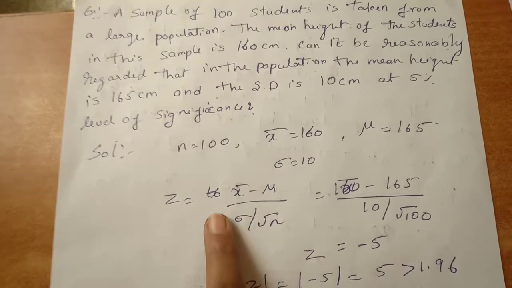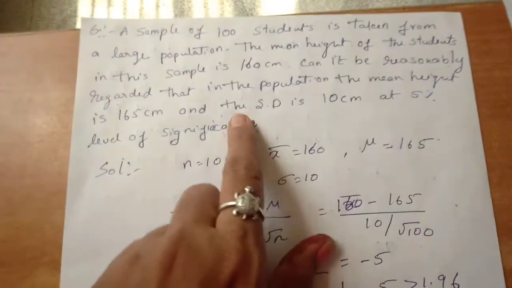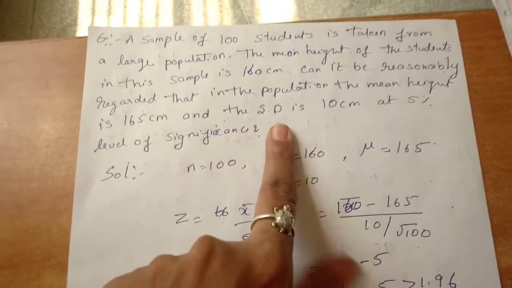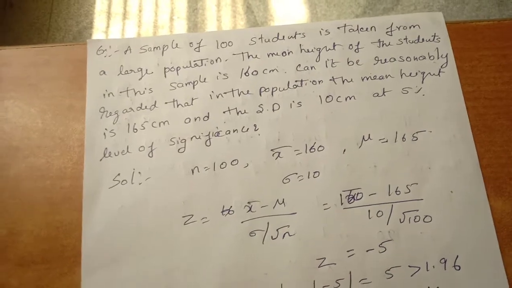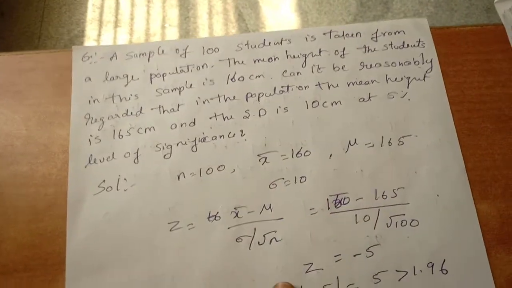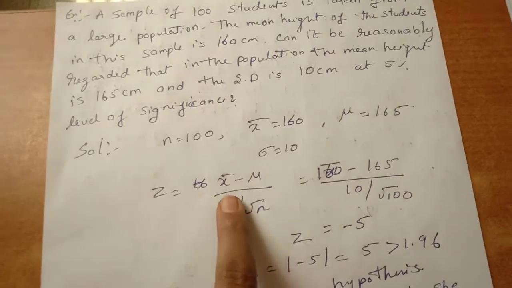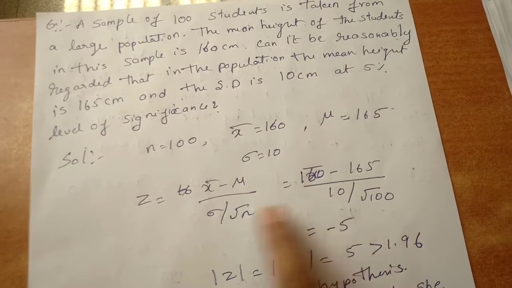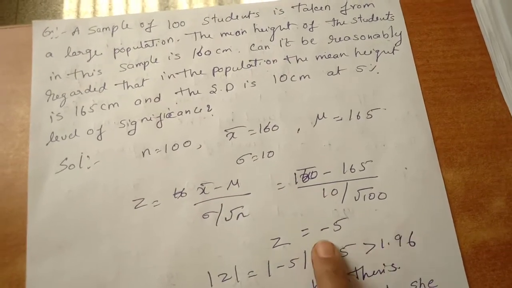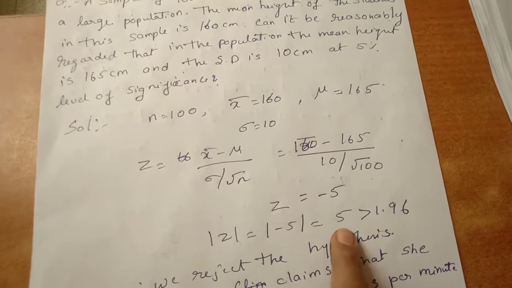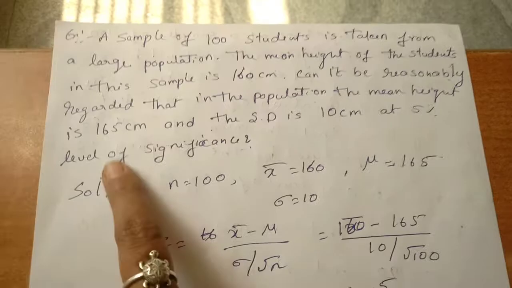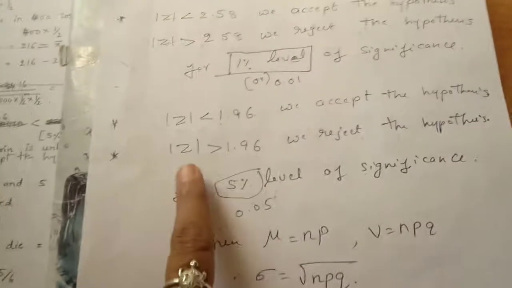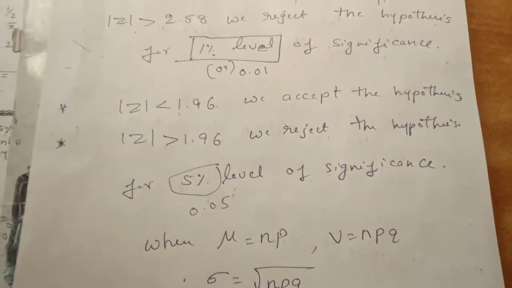We apply this formula when the mean and standard deviation are clearly given in the problem. In the next video we solve problems on a coin or throwing a die, and in that case I apply the second formula. Now what is x bar? 160 minus 165 by sigma, that is minus 5. So 5. Now which level of significance do they ask? 5% level of significance.